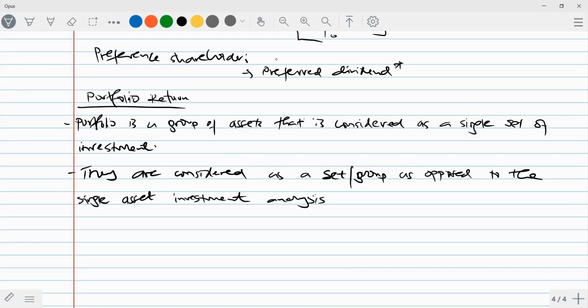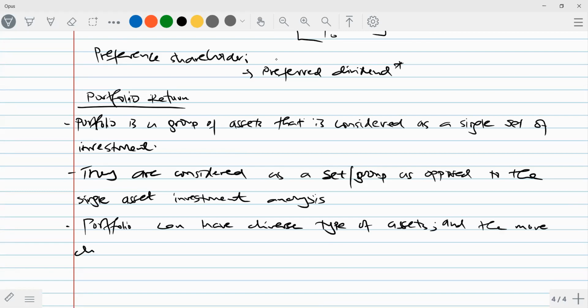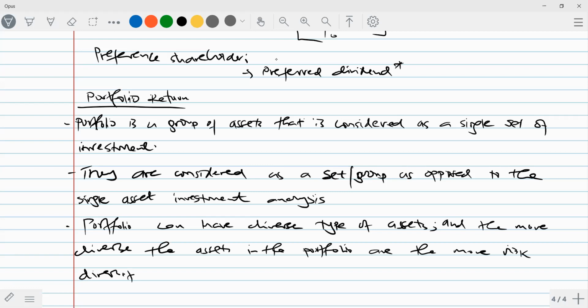Of course, a portfolio can have diverse types of assets, and the more diverse the assets in the portfolio are, the more risk diversification is achieved.